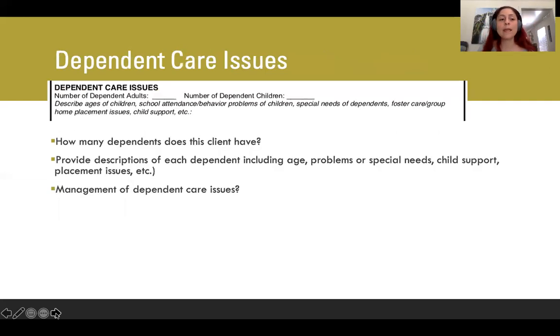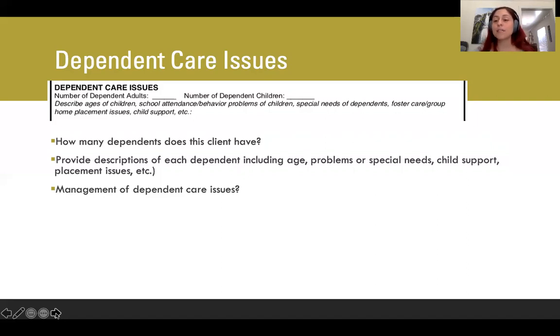Current living situation. Dependent care issues. Does the client have any responsibilities related to dependents? If so, write the number of dependent adults. If they don't have any, put 0 so that it shows that you assess. Number of dependent children, same thing. Put 0 if there's none, or write the number of children. This is one area where if the client doesn't have any dependents, then it would be appropriate to write client does not have any dependents, or client reports having no dependents at this time. And then the rest of this section doesn't really apply.